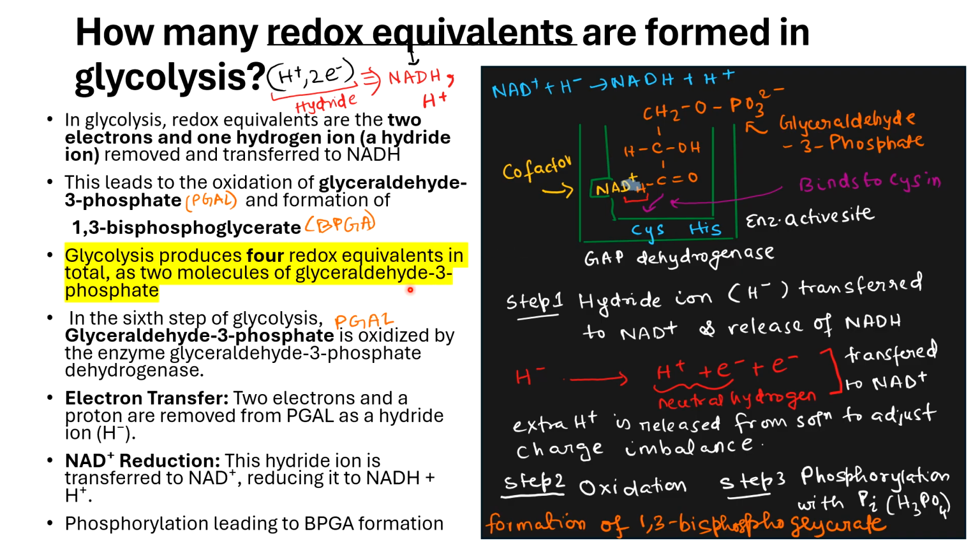Along with that, you should also know that after the oxidation of glyceraldehyde 3-phosphate, there is also an addition of the phosphate group, right? Where does this phosphate group come from? It comes from the inorganic phosphate, or the H3PO4, and ultimately 1,3-bisphosphoglycerate is formed. Is that clear? This is a very important concept and I hope you are clear with it.